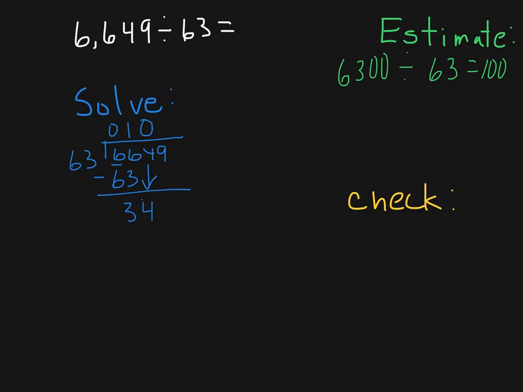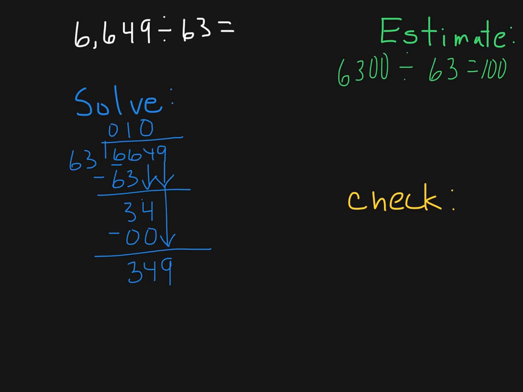And then once I do that, I can go ahead and bring down the 9. Now, some students like to multiply 0 times 63, and if you need to do that to stay in your rhythm, you may. Personally, I think it's very inefficient, but if you need to do that step to help you stay on track, by all means do it.